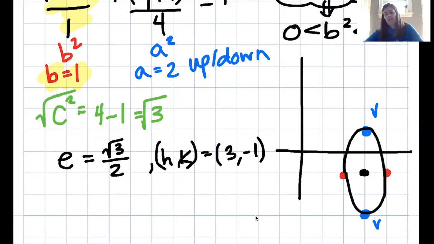And then the only thing I have left to do in the graph is plot my foci. So then I'm going to switch it over to green. And remember, you're just kind of estimating here. You know that the square root of 3 is more than 1, but less than 2. So we can mark it in there, somewhere right there. And I'll label it F and F. So those are my foci.